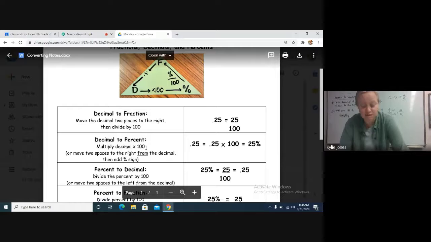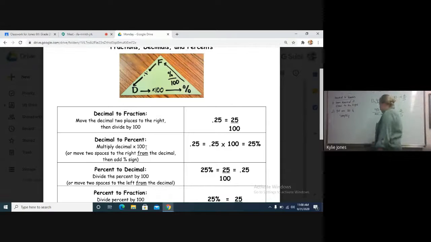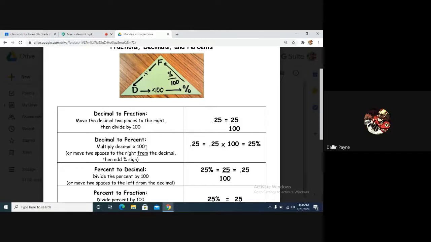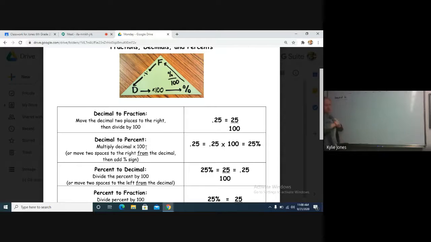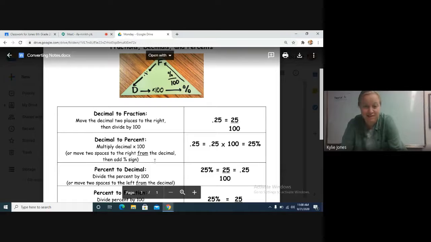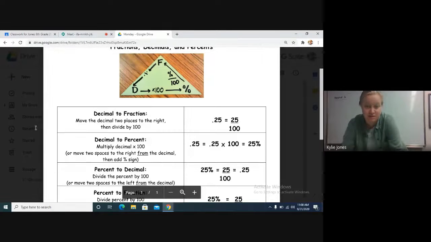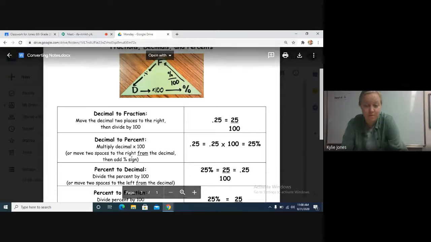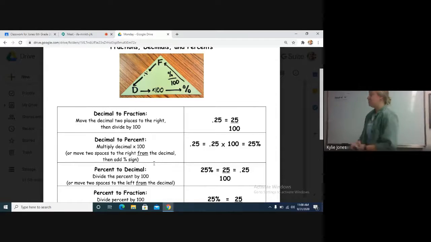So our next one, decimal to percent. This time, the steps on there are actually a lot harder than it needs to be. Decimal to percent, it says to multiply by 100. But when you multiply something by 100, all you're doing is taking the decimal and moving it 2 spaces to the right. So really, when you're going from decimal to percent, all you're doing is moving the decimal 2 places and adding a percent sign.